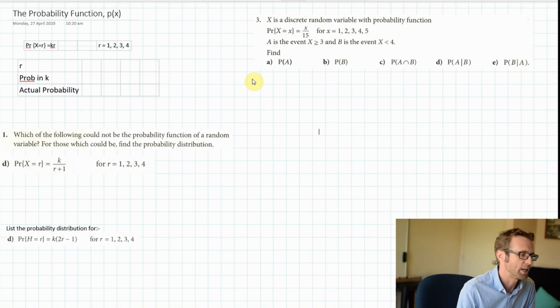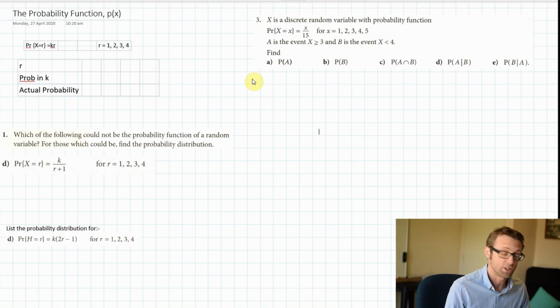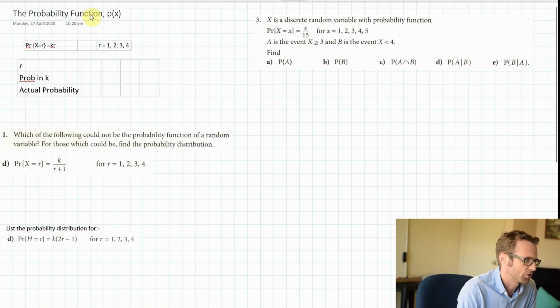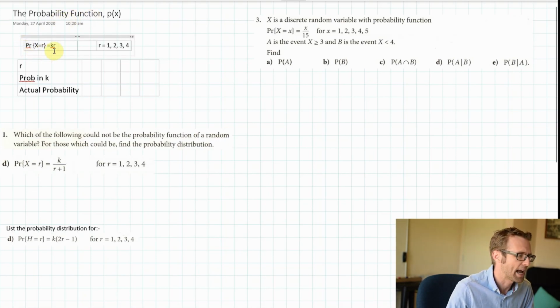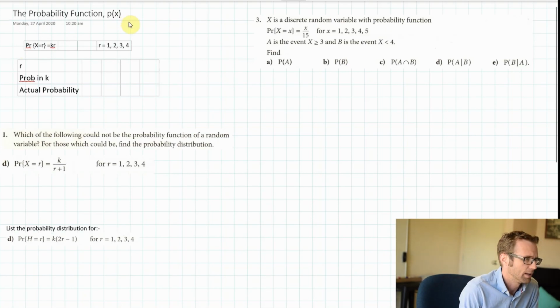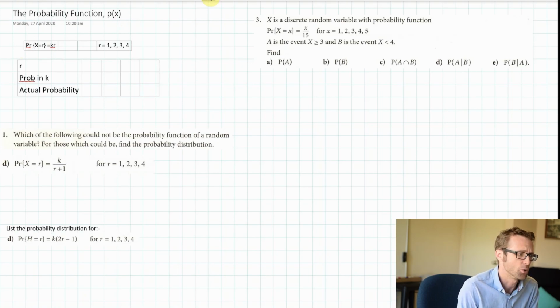So I've got an example here that is in your exercise book, in your textbook, and it's this. We've got this strange looking language here, P(X = r) = kr, and then we're given these values of r off to the side here. Well, what does this all mean? Essentially, we're looking at the probability that X takes a particular value r, and the probability of each of those values is a constant k times the value r.